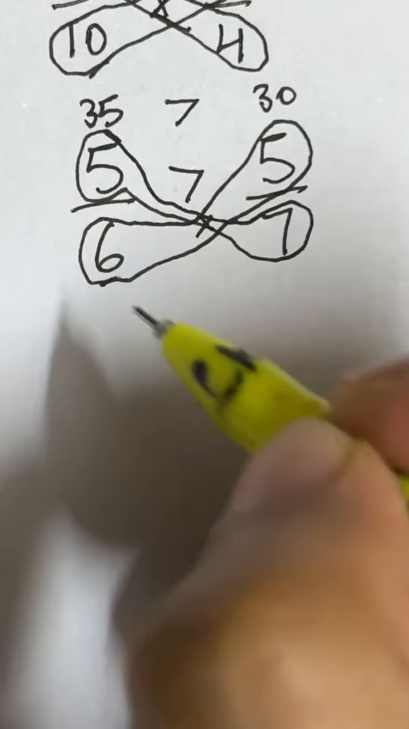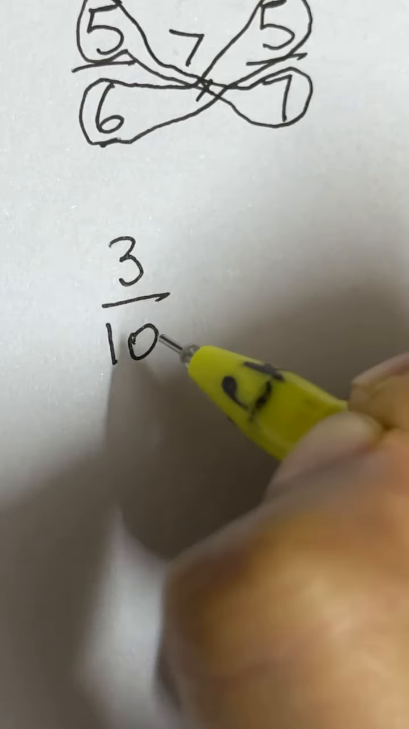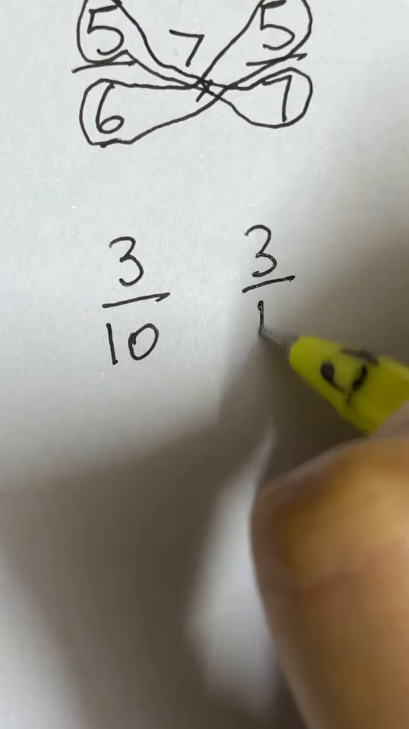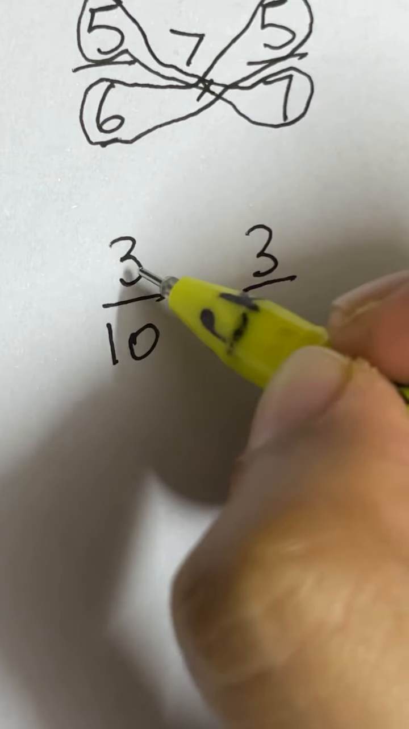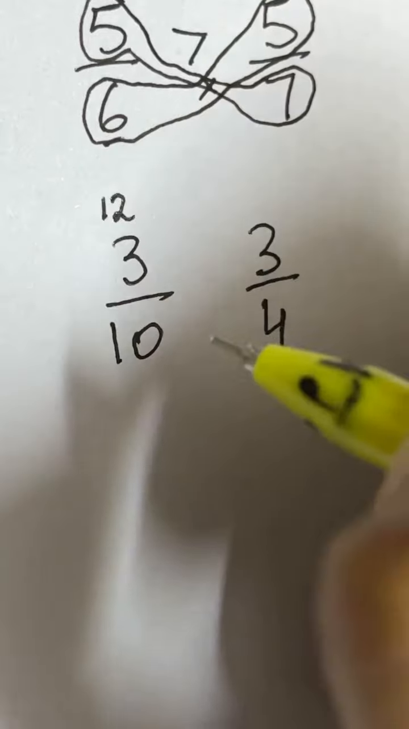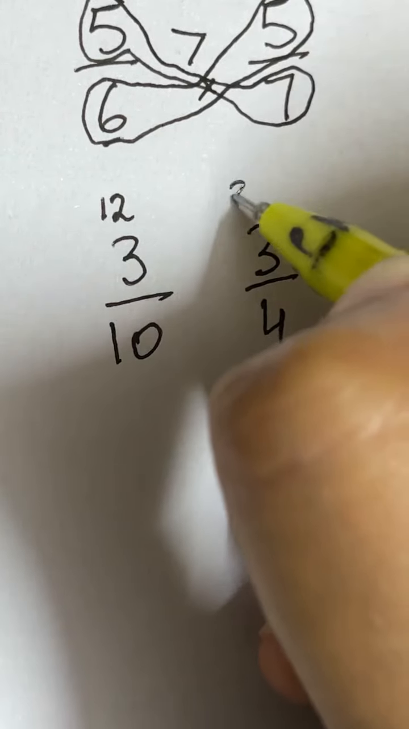Okay, let's see another example. For example, if we have 3/10 and 3/4, what do we do? We multiply these two numbers. We bubble up these two numbers. 3 times 4 is 12, and we write it on the top of this fraction. And we multiply these two numbers. 10 times 3 is 30.